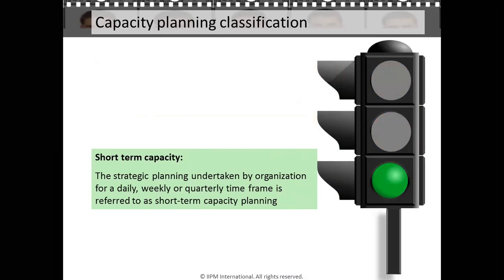Short-term capacity: the strategic planning undertaken by an organization for a daily, weekly, or quarterly time frame is referred to as the short-term capacity planning. So in essence, while the long-term planning could be anything above 3 years, medium-term could be anything within 3 months to 3 years, and the short-term could be anything from daily to quarterly.